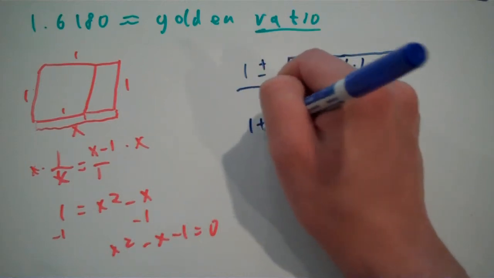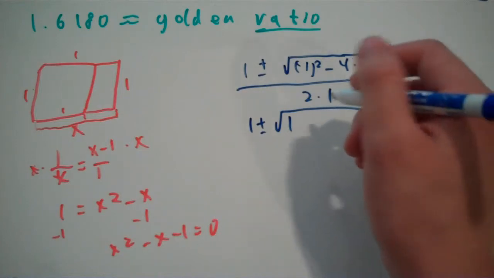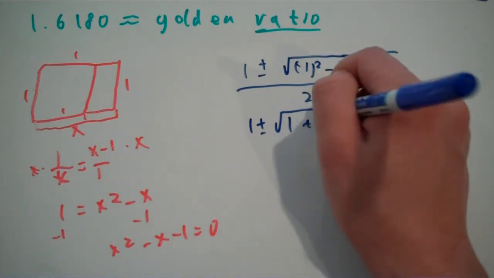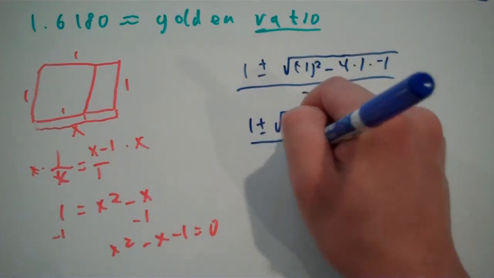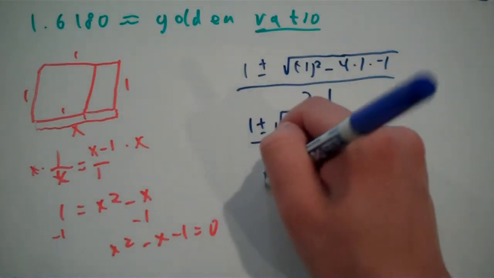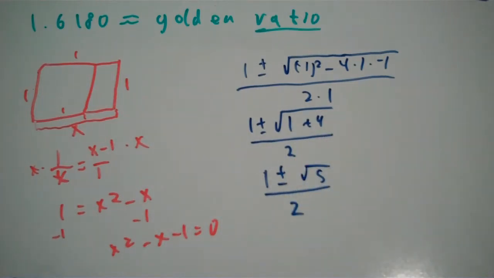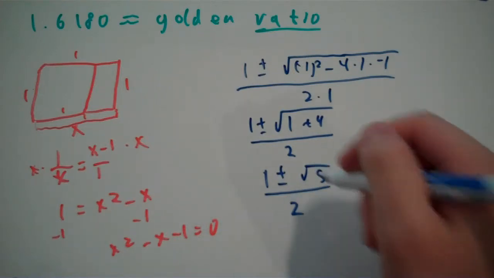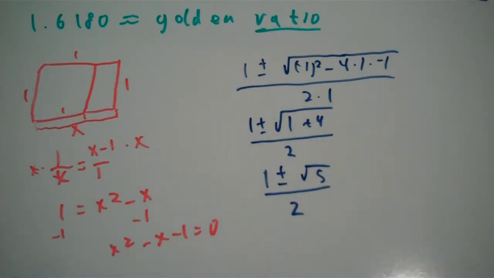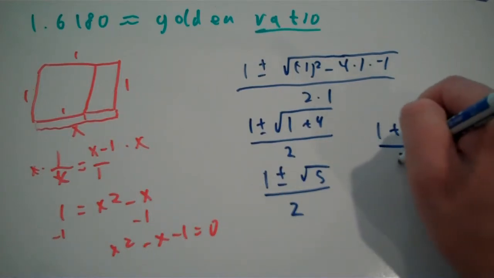So we have 1 plus or minus, let's see, negative 1 squared, that's just 1. 4 times 1 times negative 1, well, it's negative 4, and minus that is just plus 4. And that's over 2 times 1, which is just 2. So we have 1 plus or minus the square root of 5 over 2. Now, if we do 1 minus the square root of 5, we will get a negative. And since we're talking about geometry, a negative length doesn't really make sense. So we now have 1 plus the square root of 5 over 2.